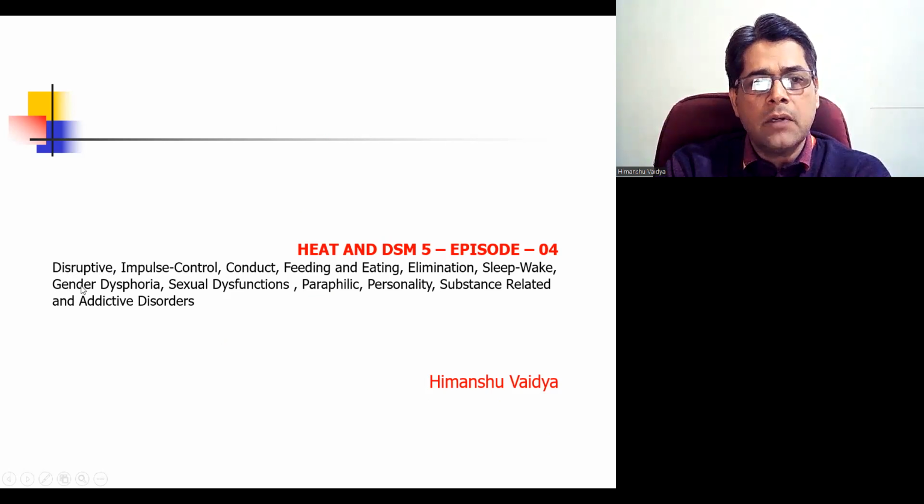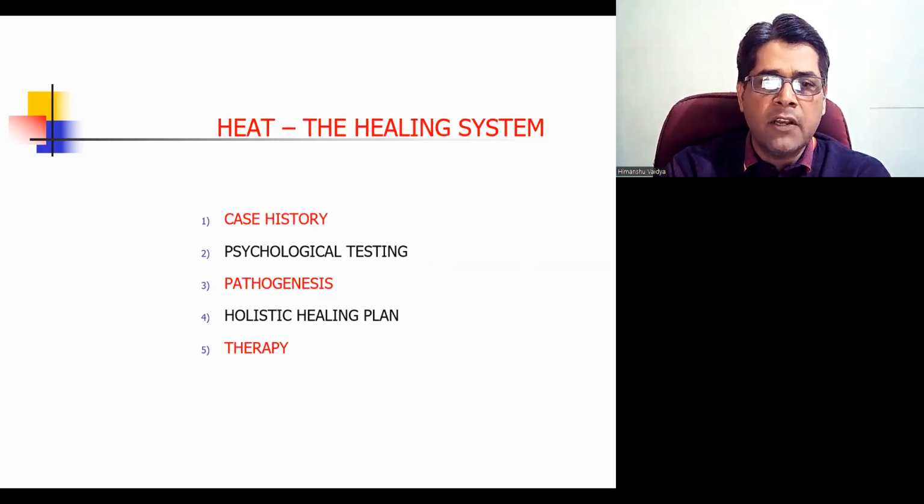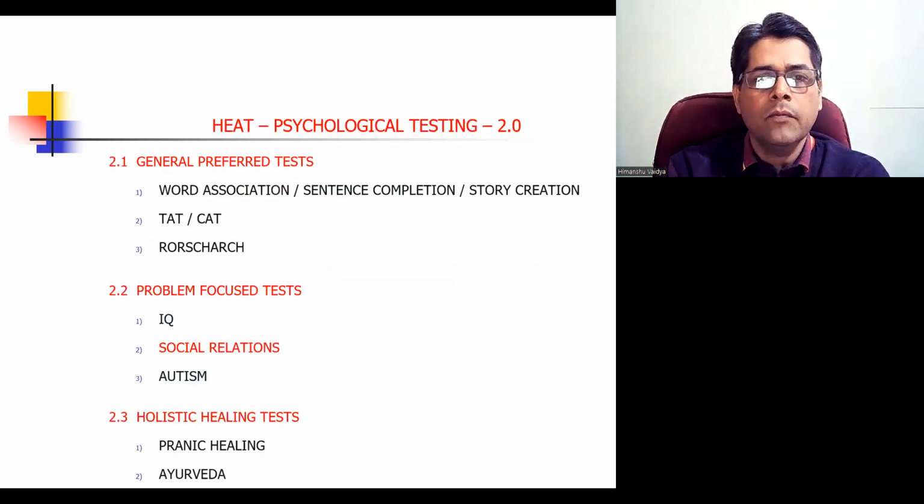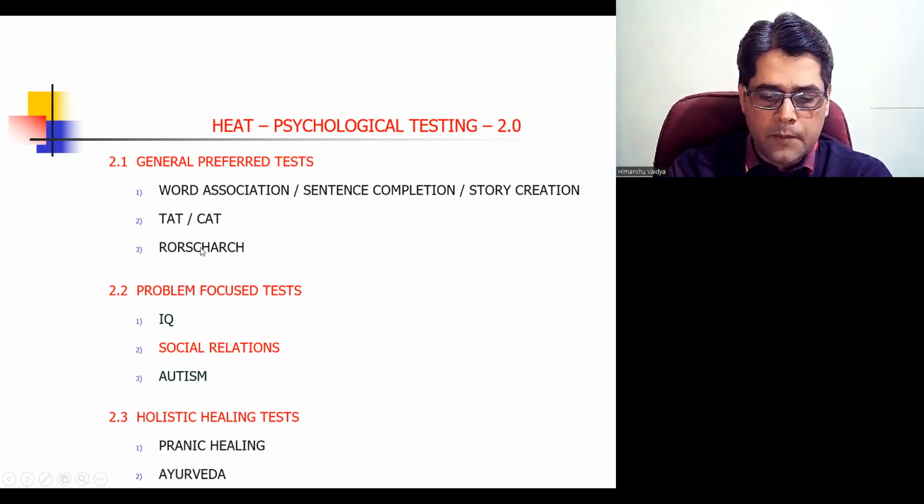When it comes to testing, each of these will need special tests. Fortunately, we already have them. So inventories are available. So this second will not be applicable. Rather, we'll add certain things to this. And this, of course, will be. But in this, we don't have to do a Rorschach compulsorily. We don't have to do all of this. We can have a disorder-specific test, and then to complement it, we might do a TAT-CAT. That should suffice.